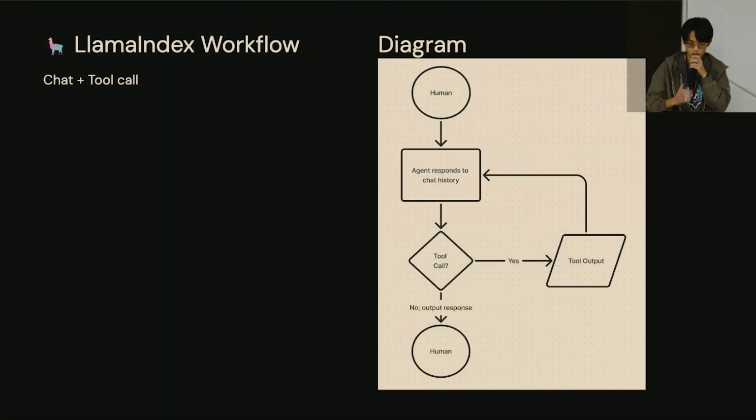So let's start with a simple agent. You can see here we input some human message and we call the LLM, and the LLM decides whether it needs to call a tool or not. If so, we call the tool, get the tool output, then start this loop again until it doesn't need to call any more.